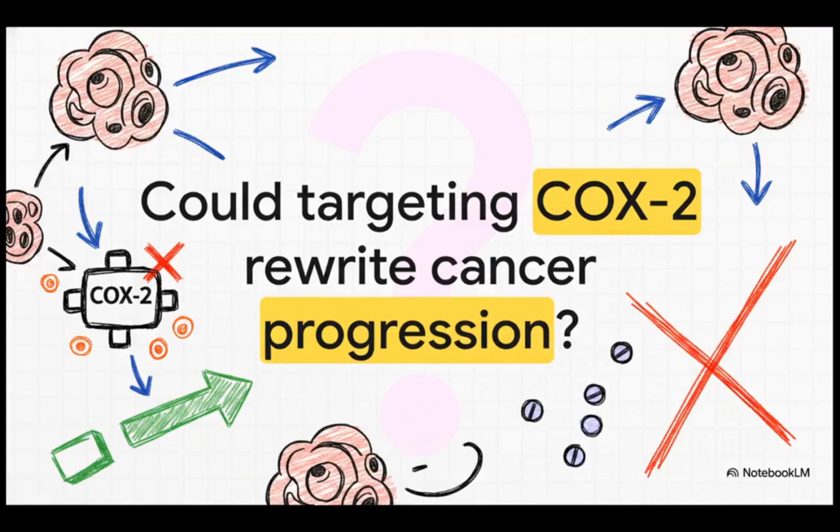Considering a staggering 90% of these cancers overexpress COX-2 to fuel their growth, how might future therapies targeting that specific inflammatory pathway rewrite these flowcharts entirely? Could we literally stop both genetic pathways in their tracks just by turning off that one enzyme? Definitely something to think about.